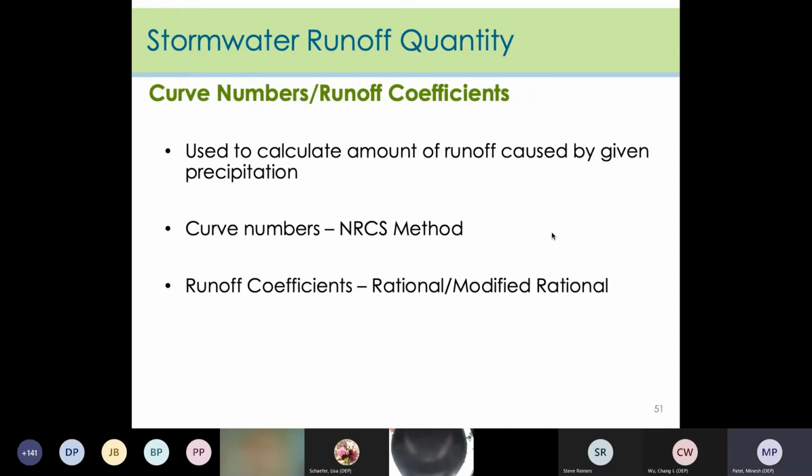Curve numbers and runoff coefficients are used to calculate the amount of runoff caused by a specific amount of precipitation. As you see here, curve numbers coincide with the NRCS method, and runoff coefficients coincide with the rational/modified rational method.